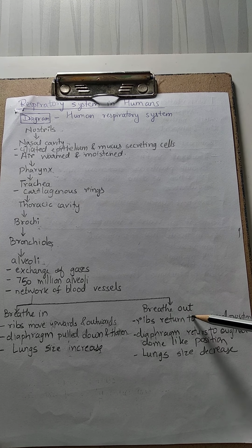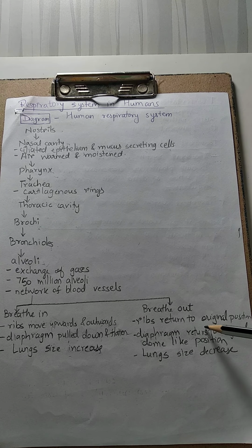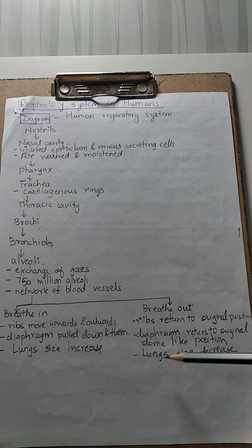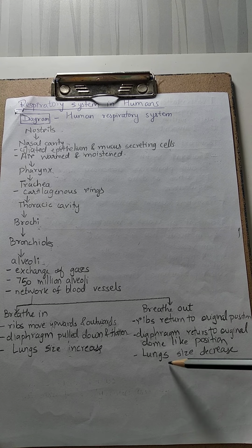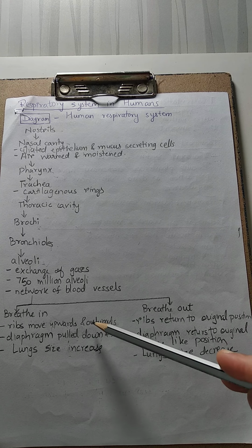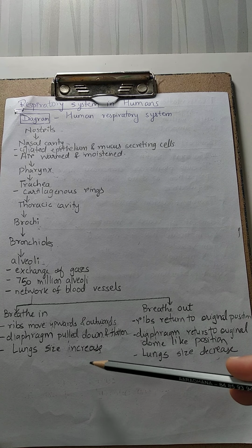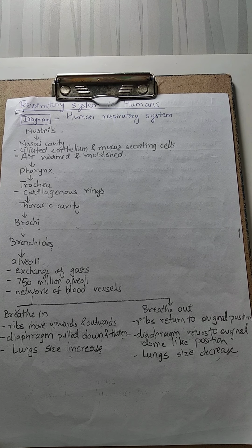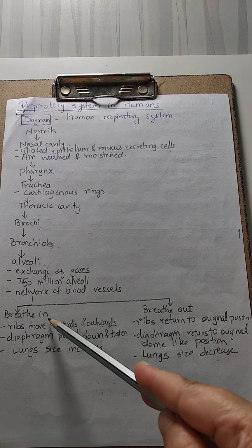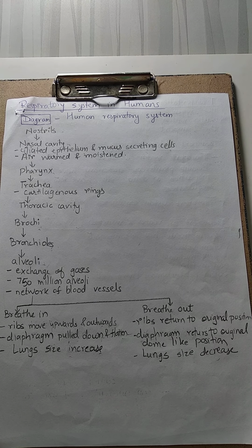During breathe out, when we breathe out the air, what happens? Just reverse. Ribs return to original position. Diaphragm returns to original dome-like pattern. And lung size decreases. So this is the difference between breathe in and breathe out. What happens to ribs, what happens to diaphragm, and what happens to the size of lungs. Very, very easy to understand. This breathe in is nothing but the inhalation process and breathe out is nothing but the exhalation process.